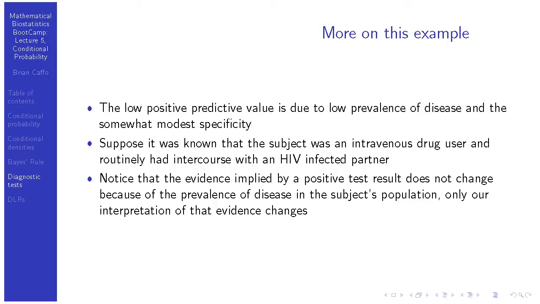Imagine if you were a clinician of some sort and you were working with a patient and you saw their positive test result and you'd say, yeah, it's a positive test result, but maybe we should run another test or do some other things to evaluate your condition. The positive predictive value associated with this test is only 6%. Well, then in the same interview, it came out that the person was an intravenous drug user and routinely had intercourse with an HIV-infected partner. Well, then the clinician would say, oh, well, the test is very conclusive. We need to start you on antiretrovirals or something like that.